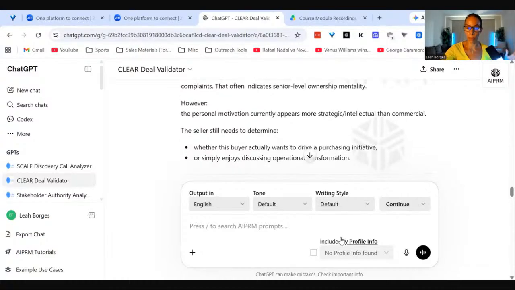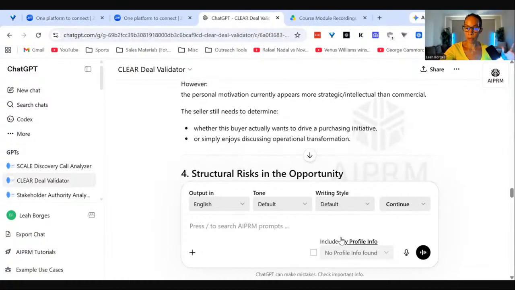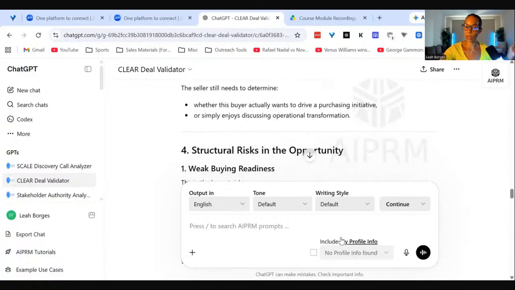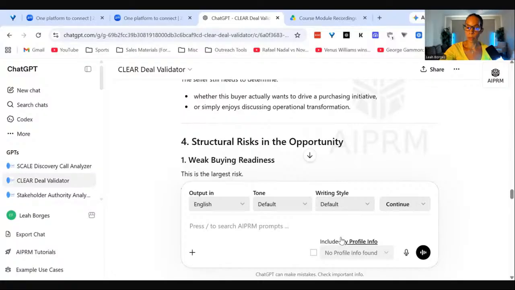This is really, really important. Personal motivation appears more strategic, intellectual than commercial. So we still need to determine whether the buyer actually wants to drive the initiative or just enjoys talking about the transformation, right? So this is directly tied to readiness. Is this organization ready to move forward, or even ready to start exploring what a transformation or what a switch might mean and or entail, and the benefits of it?